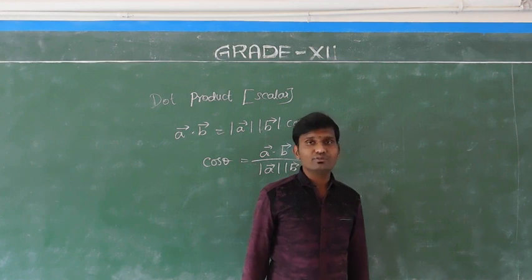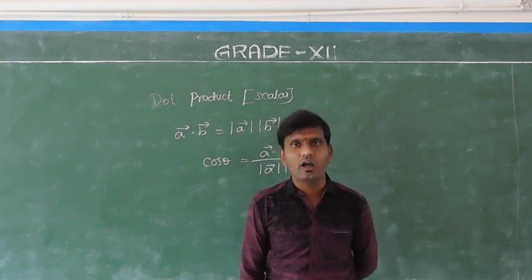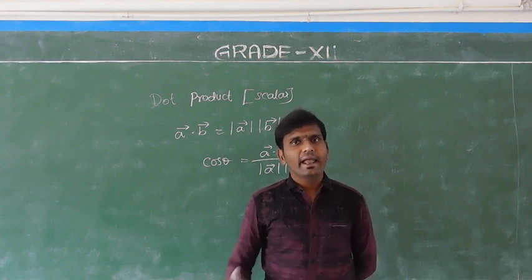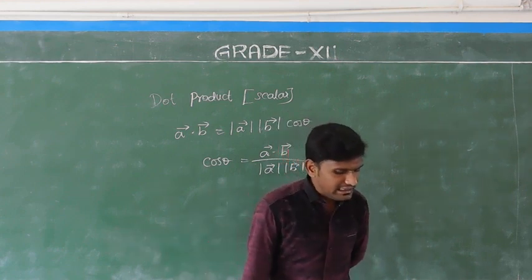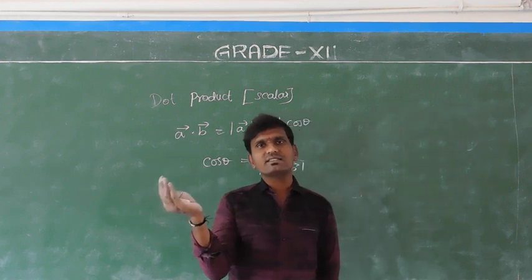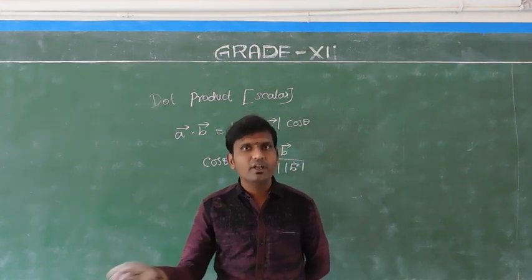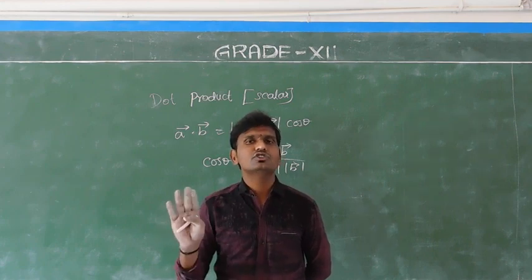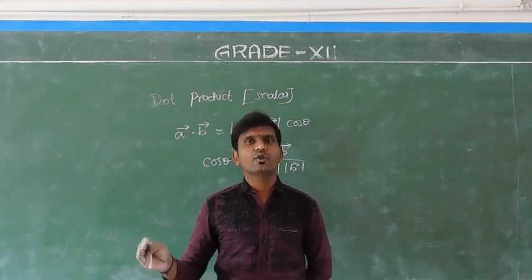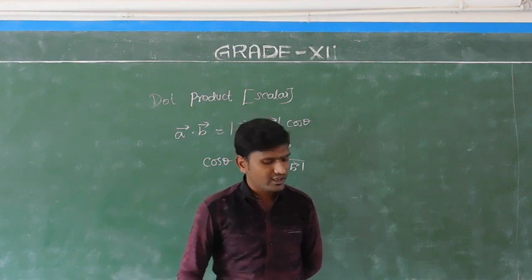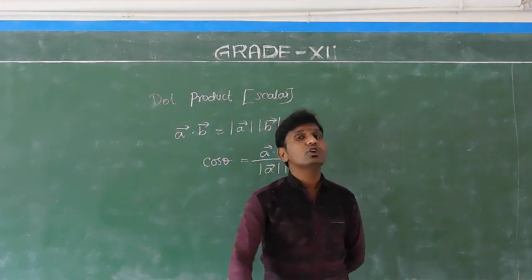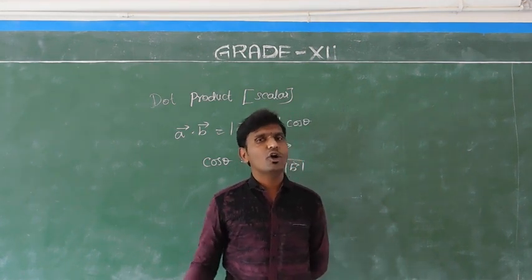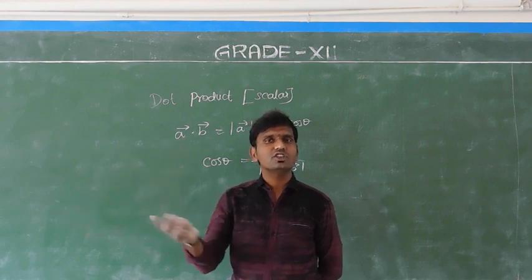From the observation, first, A dot B is a scalar. Scalar means it is a real number; the dot product produces only a real number. When the two vectors A vector and B vector are perpendicular, A dot B is equal to 0, therefore A vector is perpendicular to B vector. Next, if theta equals 0, the value of A dot B is modulus of A into modulus of B, because cos 0 is 1.